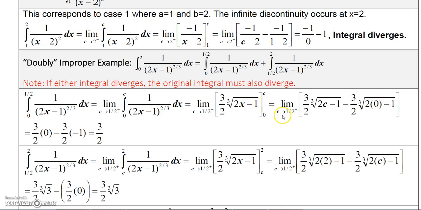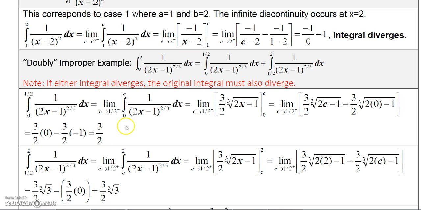Okay, well, now let's let c go to a half. If I let c go to a half, then this is going to be 2 times a half, which is 1, and 1 minus 1 is 0. So this term right here is going to become 0, and then this term is minus 3/2 times the cube root of negative 1. So I'm actually going to get 0 plus 3/2.